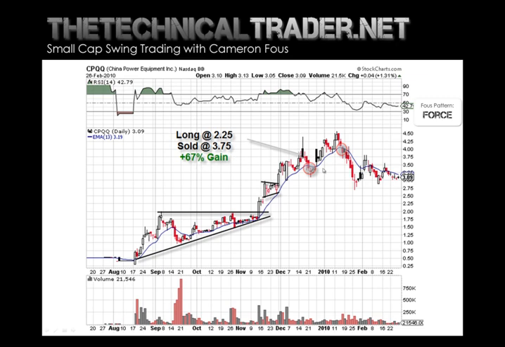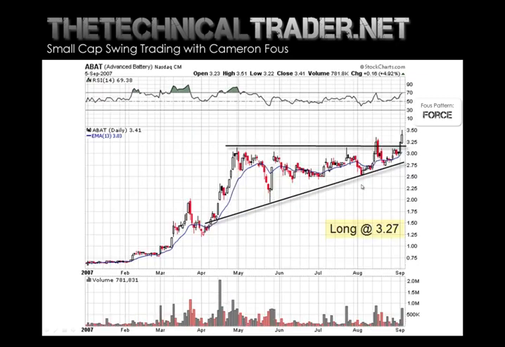And then it broke down the 13 EMA here, but actually rallied a little bit, and then finally broke down the 13 EMA here before reversing the trend. So that's a perfect example of a force pattern in a perfect ascending three-phase triangle breakout formation.